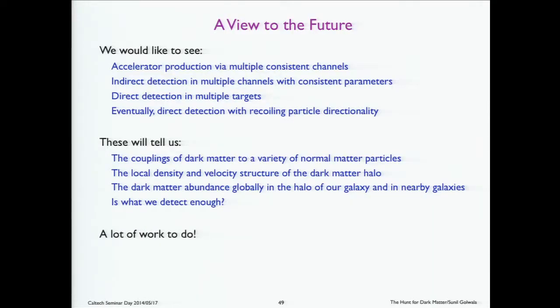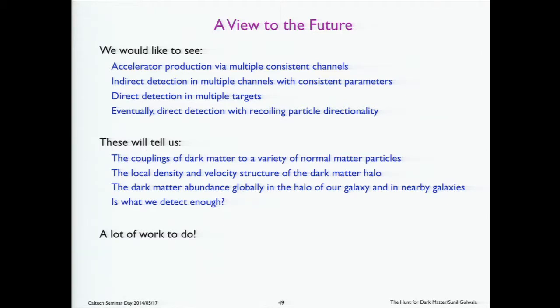Okay, so let me close by talking a little bit about the future. I've talked primarily about directly detecting dark matter by seeing it scattering off of nuclei, but we really need to see dark matter in three different ways. We need to see that we can produce it at an accelerator in multiple ways that are consistent with each other. We also hope that we see it annihilate in the sky and produce products that we can detect, and again, multiple products that can be consistently interpreted in terms of dark matter. And then we would like to see it directly detected in multiple targets, so not just germanium or silicon or xenon, but in multiple targets with consistent properties. And then eventually we'd like to build this directional detection experiment where you see this unique diurnal modulation signal.